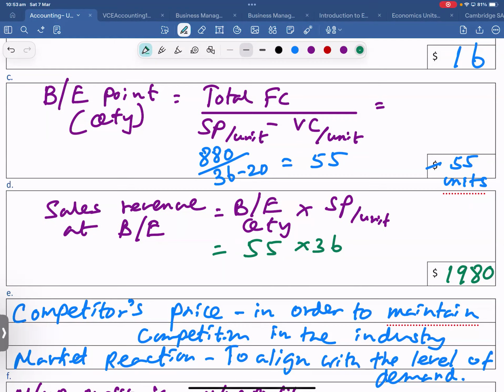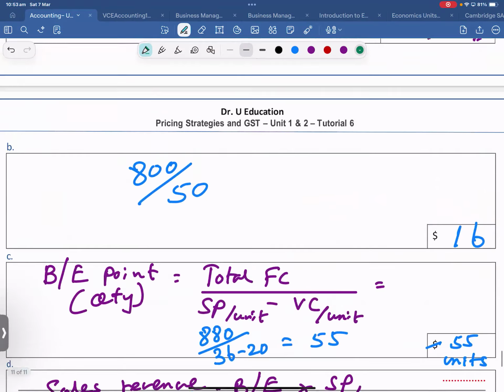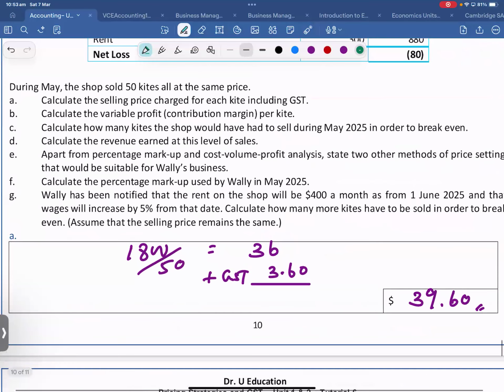I forgot how to do F. F for a percentage markup. Yes. So how do we get the percentage markup? Do you remember the concept? What is markup? Okay, increase in the selling price? No. Why did we use markup for? It's like a method of price setting. Method of price setting, yes.